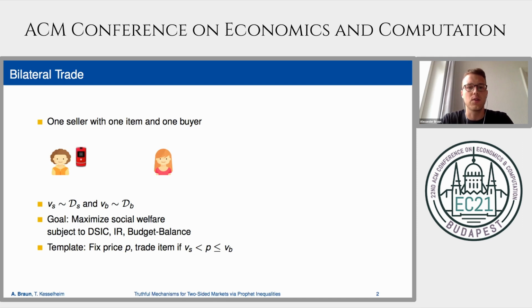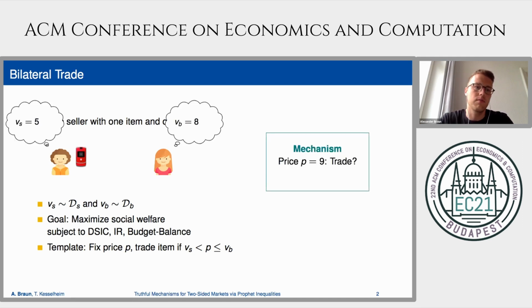So how does this look in our example? Again, we're considering the case that the seller has a value of 5, the buyer has a value of 8. Now there could be a mechanism just fixing a price of 9. Then we first ask the seller, do you want to trade the item or not? And the seller says, okay, I just have a value of 5. You give me 9 units of money in exchange. Hence, of course, it's beneficial for me. So the seller will accept the trade.